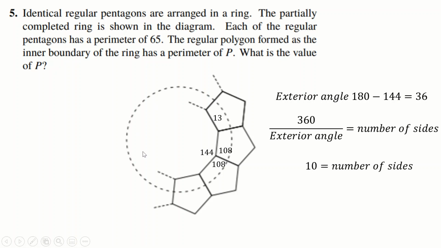So this polygon has 10 sides in the middle here. Each one of them is 13 long. So 13 times 10 gives me a perimeter of 130.